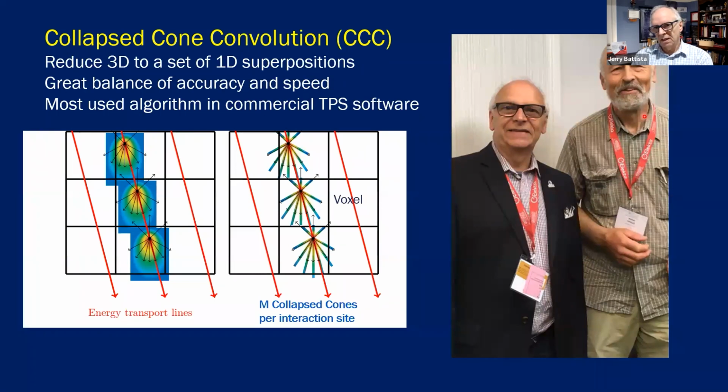So this is Anders Ahnesjö, who came up with this brilliant idea, actually. And that's me at a younger age. And you can see the kernels are here. They're split into a bunch of small cones along these black lines. And then those cones are collapsed onto a central axis for each of these, and the energy is propagated along these rays. And that's much easier than going to every point in the neighborhood.